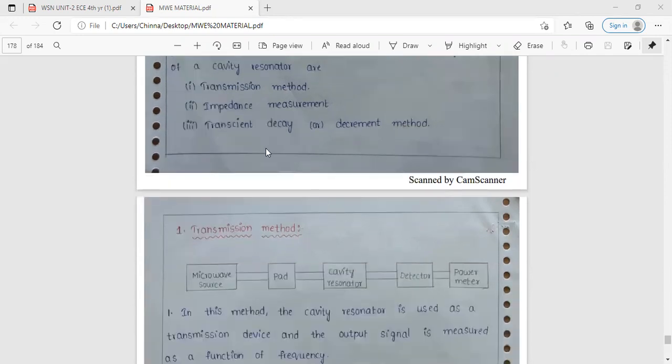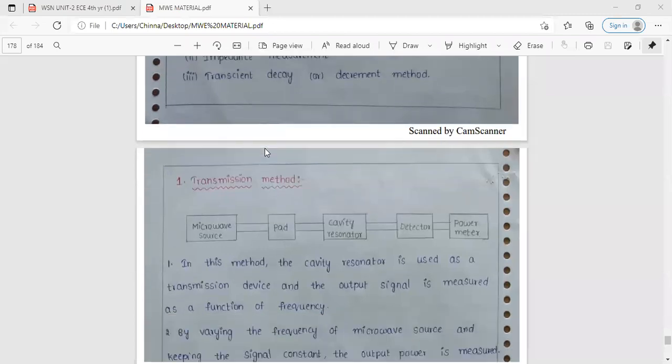So we have 3 types of methods for the quality factor. One is the transmission method, impedance measurement, and transition decay and decrement method. So coming to the transmission method.